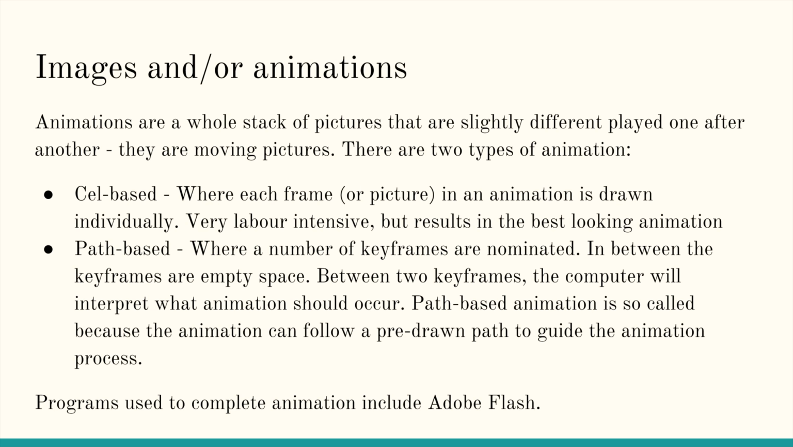Animations are a whole stack of pictures that are slightly different, played one after another. They are moving pictures. There are two types of animation. We've got cell-based, where each frame or picture in an animation is drawn individually. This is very labor intensive, but it does result in the best looking animation because you can get the transitions just right. The other option is path-based, where a number of keyframes are nominated. Between two keyframes, the computer will interpret what animation should occur. Path-based animation is so called because the animation can follow a pre-drawn path to guide the animation process. One of the programs best used to do this is Adobe Flash.